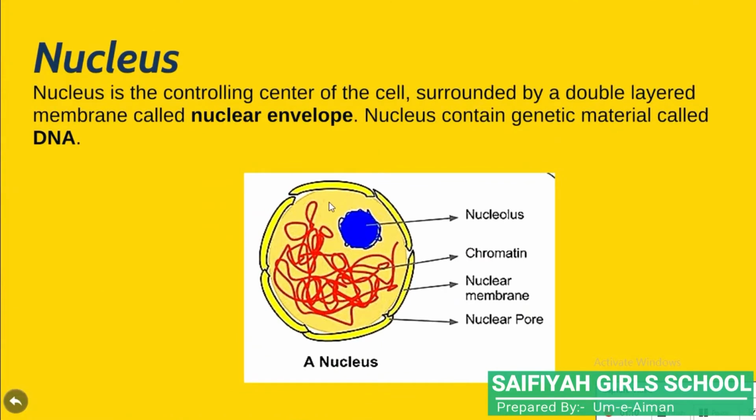Nucleus. It is the controlling center of the cell as it contains genetic material in the form of DNA. Nucleus is surrounded by a double-layered membrane called nuclear envelope, which separates nucleus from cytoplasm. Within the nucleus, there is a small rounded organelle called nucleolus. It is responsible for the formation of ribosome that plays role in protein synthesis.